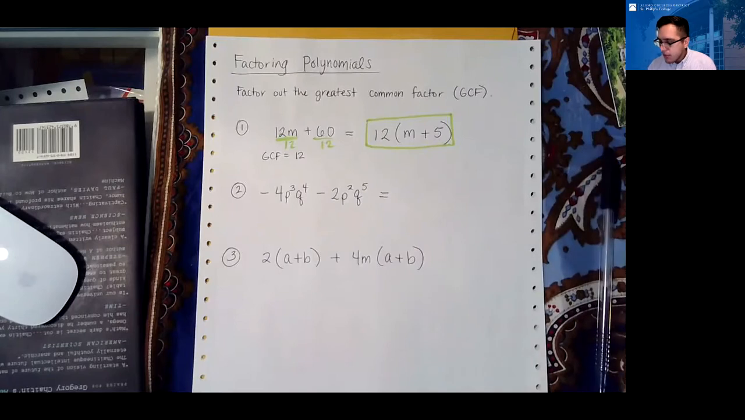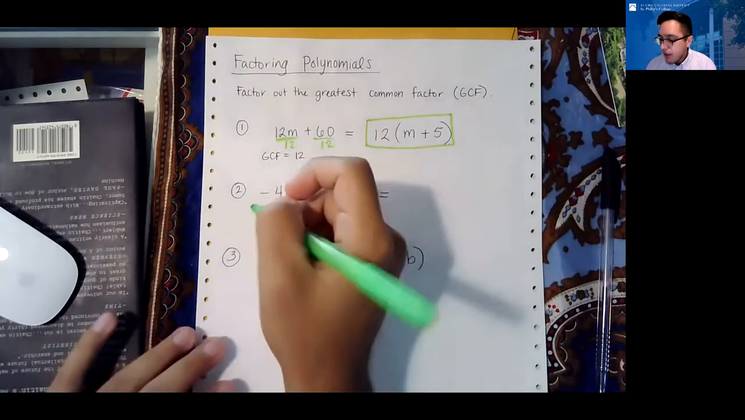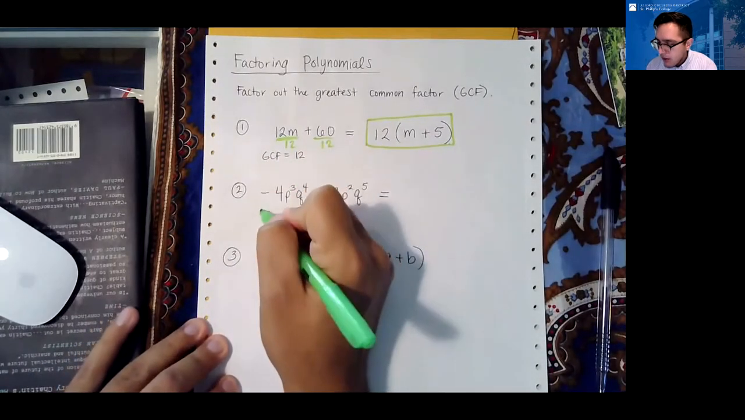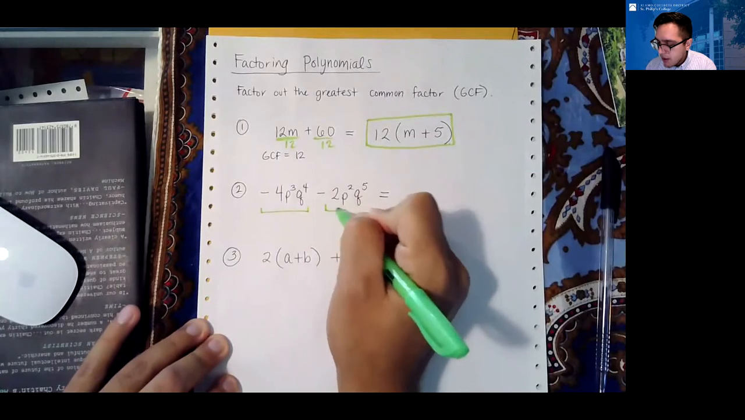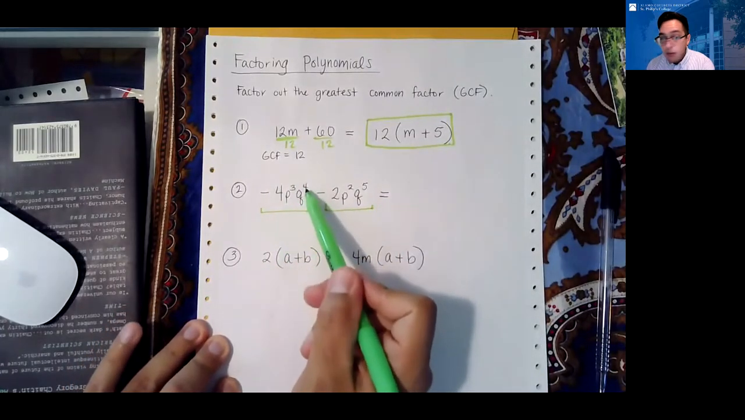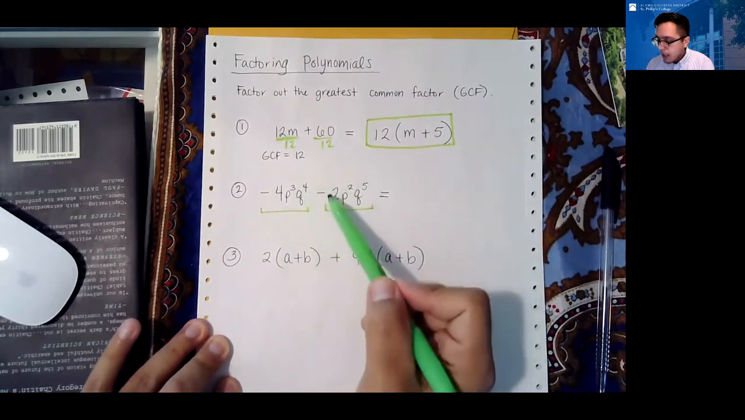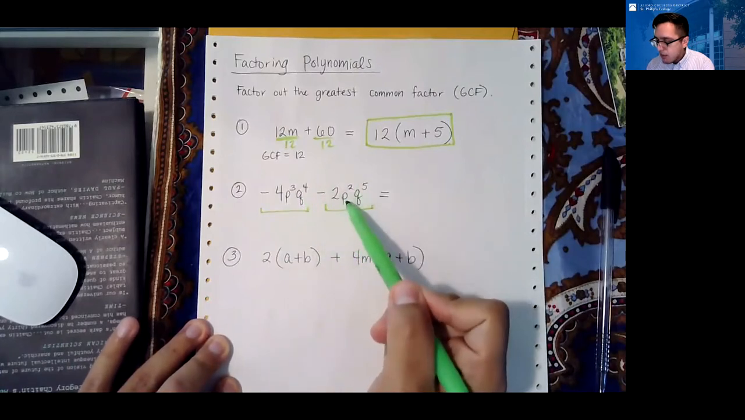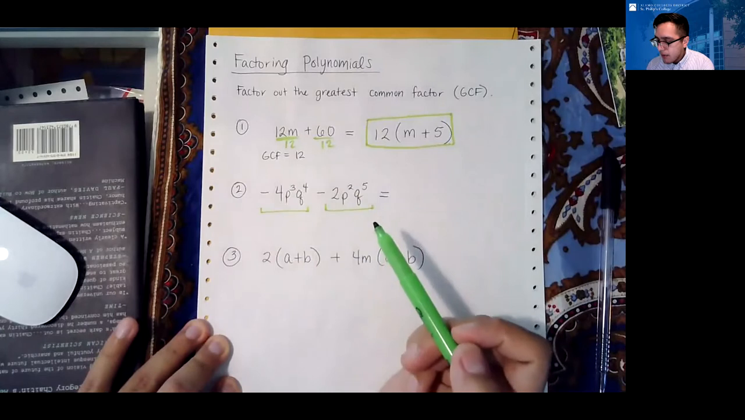at each of the terms, and remember the terms are the things that are separated by either the addition or subtraction sign. So that's a good way to identify how many terms you have. So we have two terms here. We sort of have the negative 4p to the third power q to the fourth power. And then we have this minus 2p squared q to the fifth power.